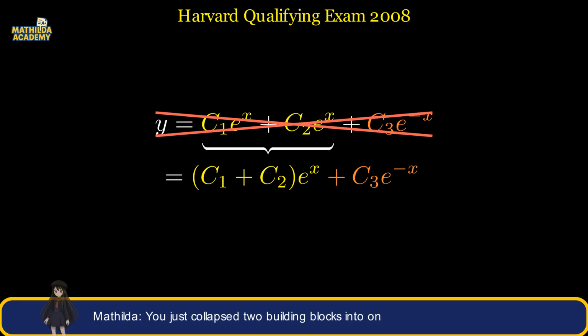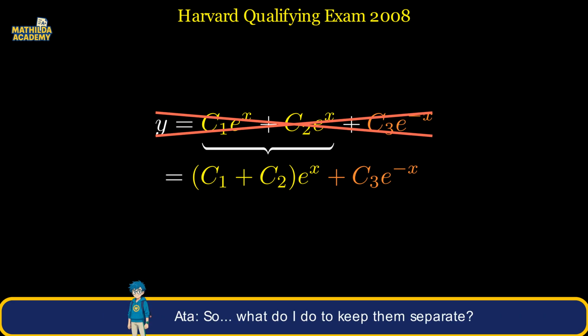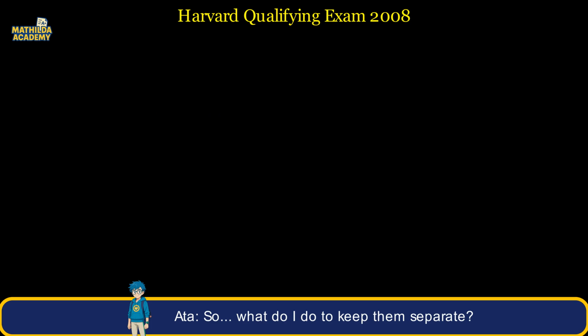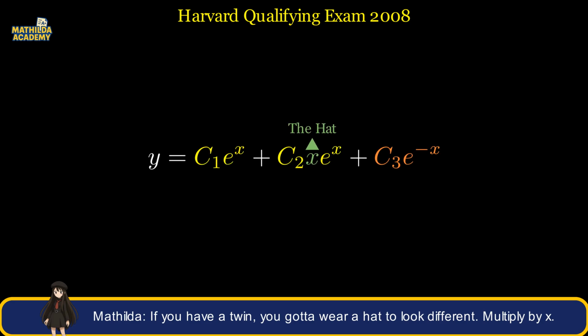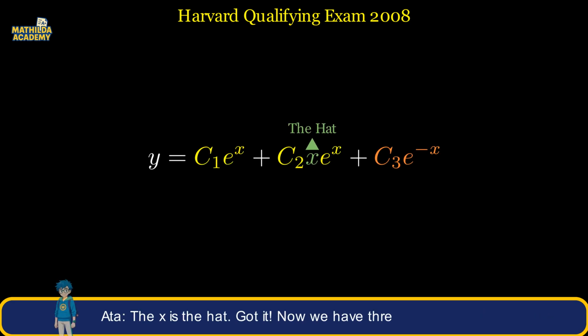You just collapsed 2 building blocks into one. We need 3 distinct pieces. So what do I do to keep them separate? If you have a twin, you gotta wear a hat to look different. Multiply by x. The x is the hat. Got it. Now we have 3 independent solutions.